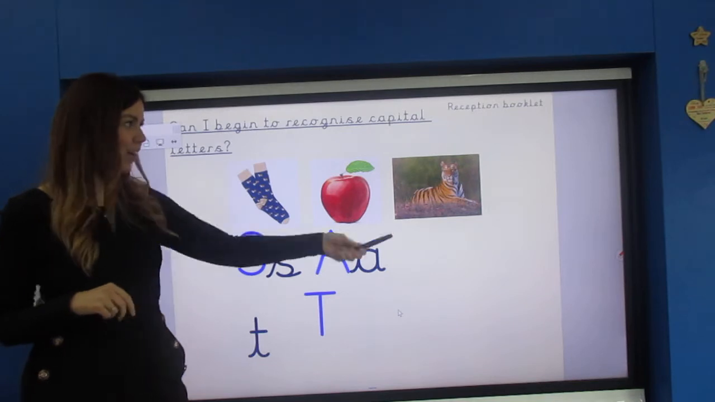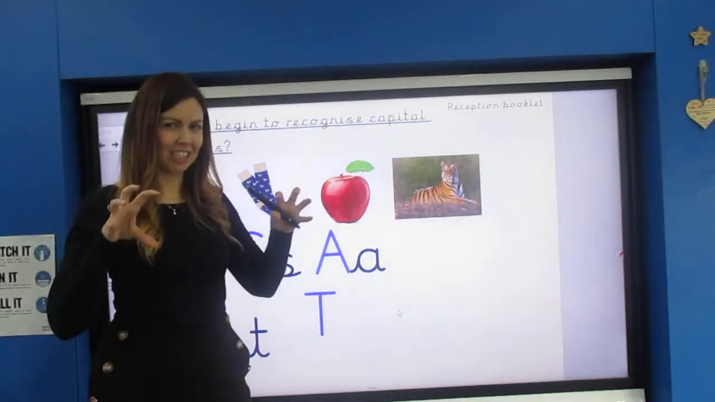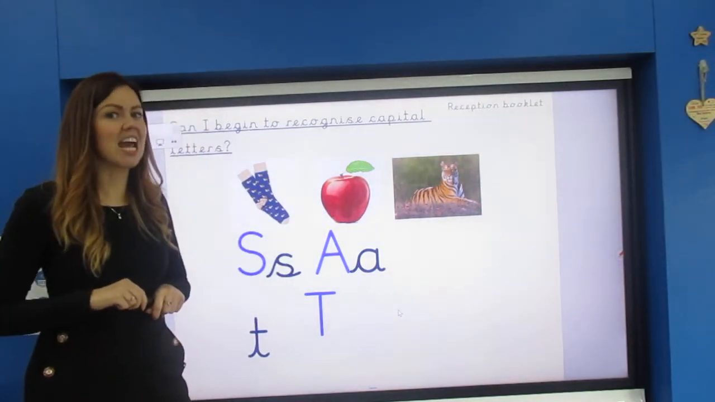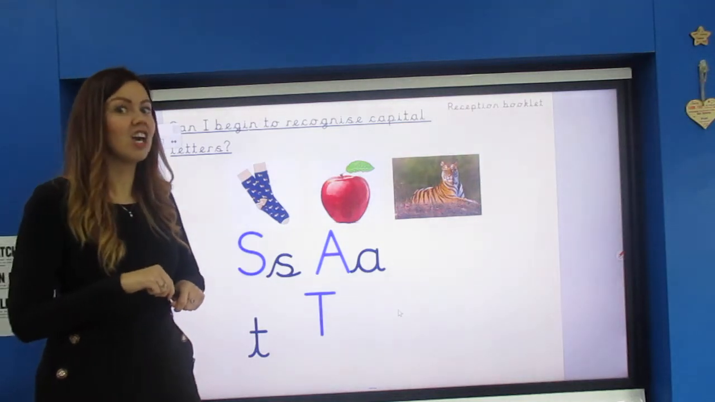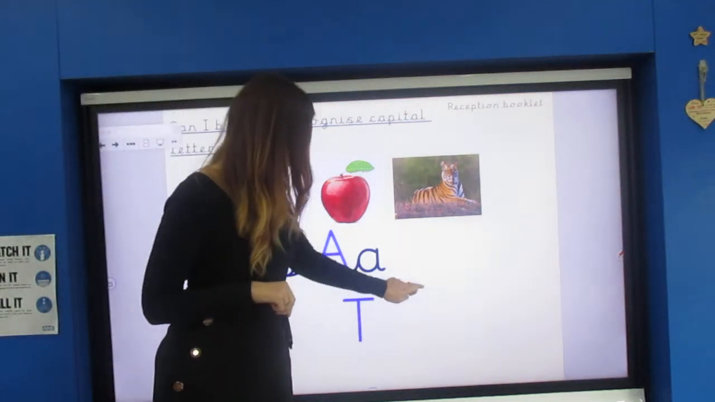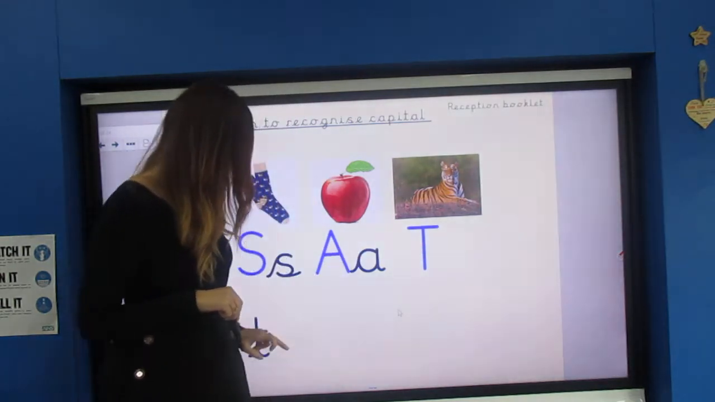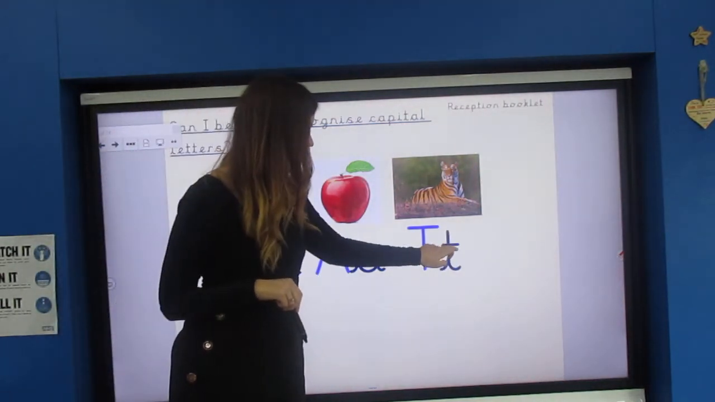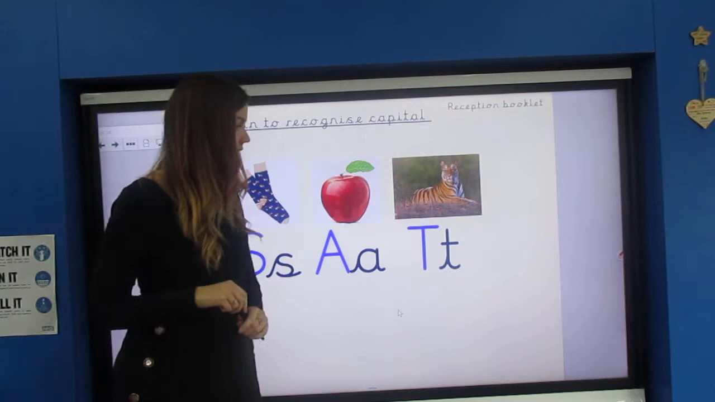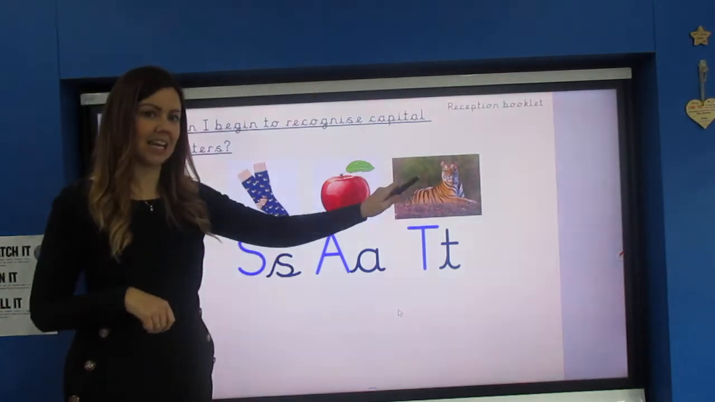And the last one, what's this? A tiger. Tiger. What sound does tiger start with? T, t, tiger. It's a T. So here's my capital T and here's my lowercase t. Okay, it's a long, tall ladder letter, isn't it, the letter T?